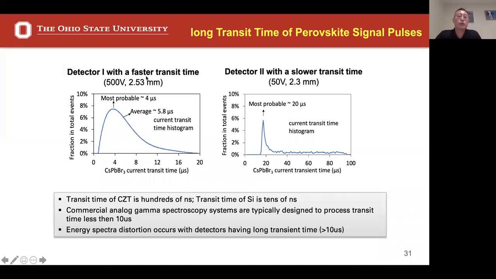Well, this is actually to show the detector with a faster transit time at the most probable 4 microseconds, which is good because you typically need 10 microseconds, that's kind of a rule of thumb. If the transit time is larger than 10 microseconds, you will have a ballistic deficit. But if it's less, you could have a pretty good reconstruction of the spectrum. So this is the example of a good detector with 4 microseconds transit time. This is an example of a bad detector with 20 microseconds transit time.